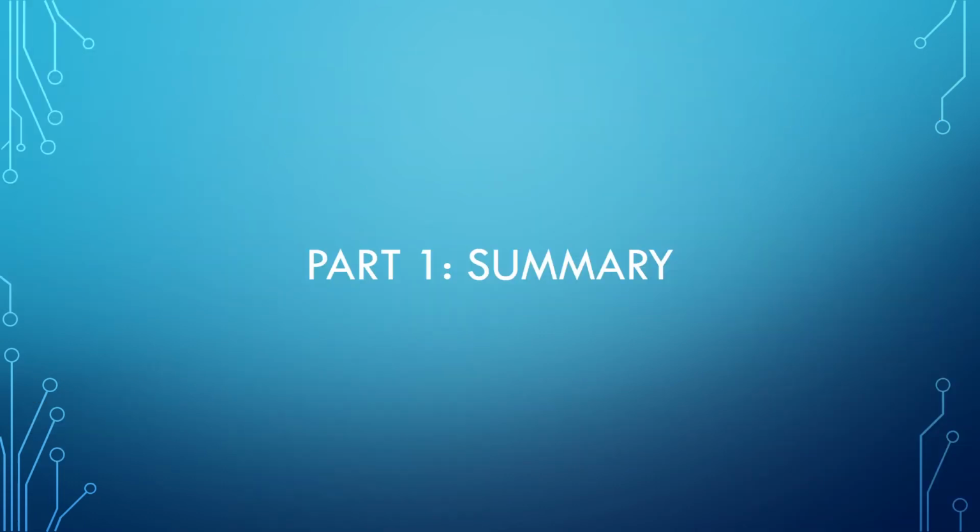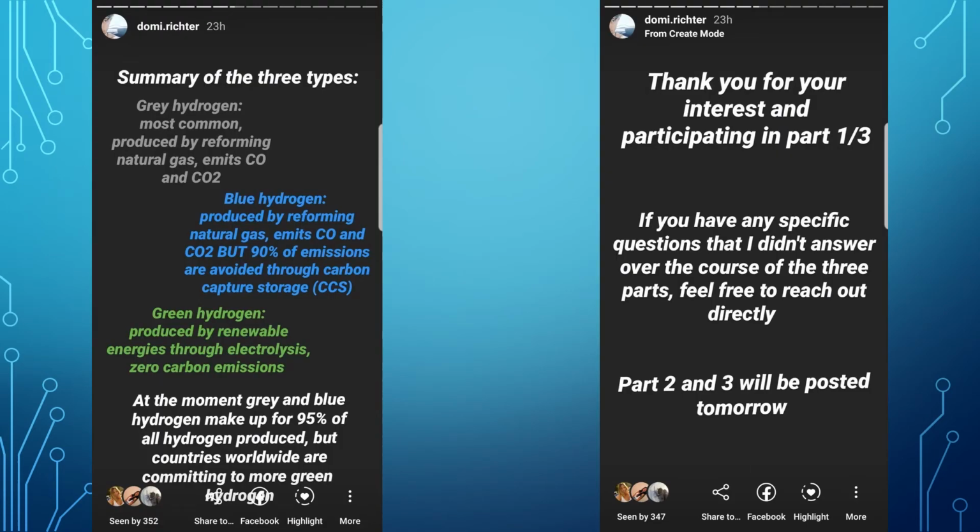After this part, I summarized the 3 types to reinforce the learning. This can be seen on the left side. I also wanted to give people the opportunity to reach out to me directly, as you can see on the right side. And at this point, 347 people are still looking at the story, which accounts for a loss of 116 people compared to the beginning.